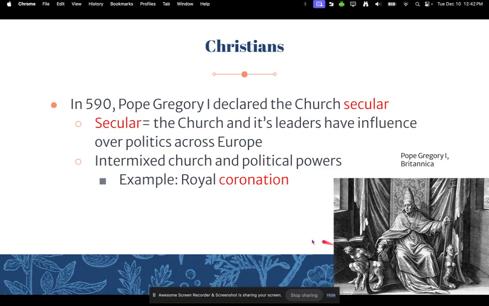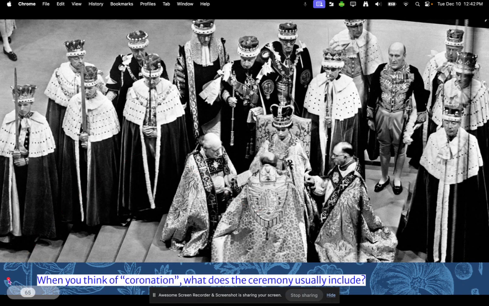A big example of this would be something called a royal coronation. So here is a more modern day photo. So this was like what, back in the 50s when Queen Elizabeth II of England had her coronation? Was that in the 50s?